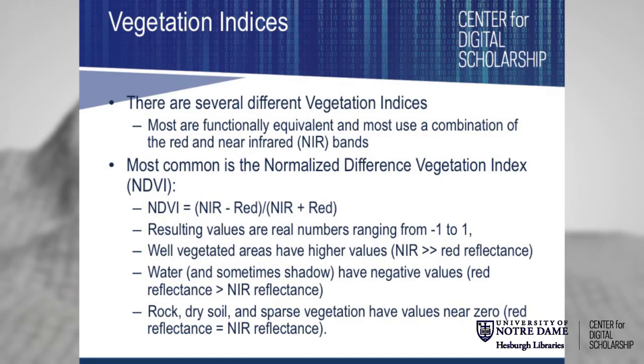So well-vegetated areas are going to have significantly higher near-infrared, so they end up with a value closer to 1. Things that are about the same between them are going to end up closer to 0, or possibly slightly negative values. Things like water or rocky, dry, sparse vegetation are going to have much lower values because their reflectivity in the red and near-infrared are about equal.